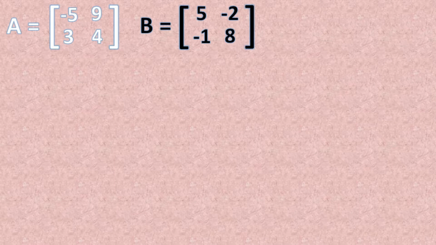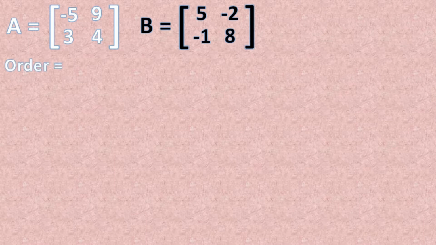Let's take the second example. Matrix A we are taking as [-5 9; 3 4]. Matrix A is complete. Now see matrix B. Matrix B is [5 -2; -1 8]. Second matrix is also complete.